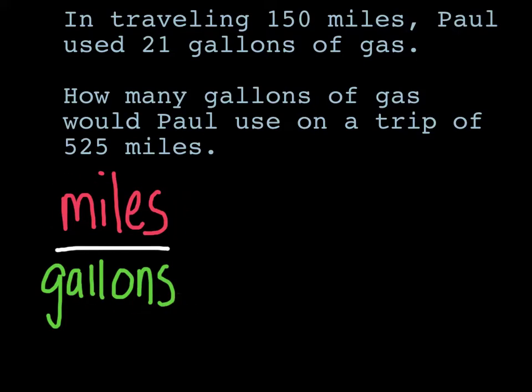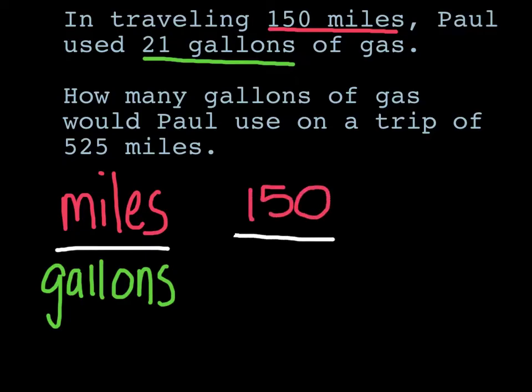per gallon. So, looking at the first part of the problem, I will underline 150 miles in red. And then I will underline 21 gallons with green. I can then rewrite this information as 150 over the quantity 21, which I will write in green. I can set this equal to another fraction that will contain an unknown quantity.